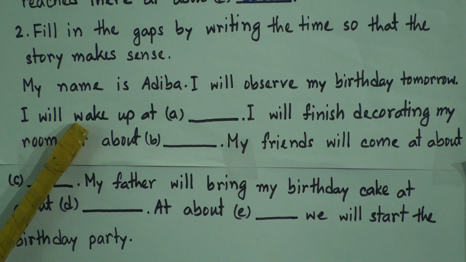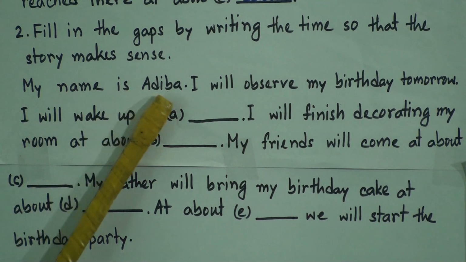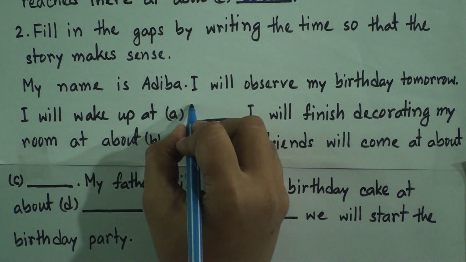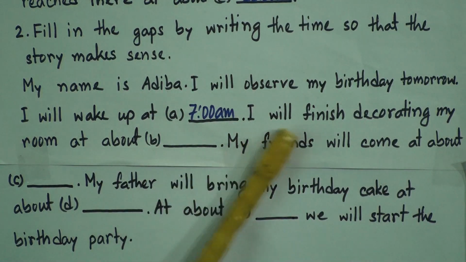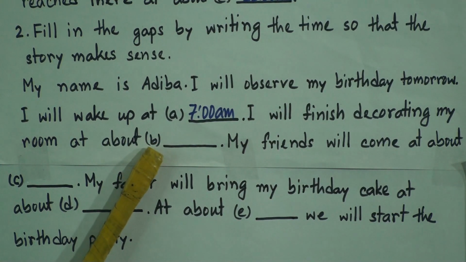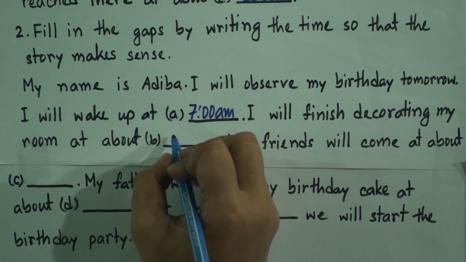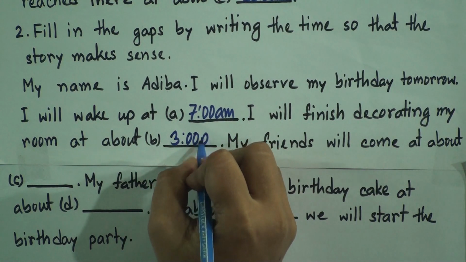Suppose Adiba wakes up at 7 a.m. Okay, let's do it. My name is Adiba. I will observe my birthday tomorrow. I will wake up at 7 a.m. I will finish decorating my room at about, it takes time to decorate the room, so I will finish decorating my room at maybe 3 p.m.